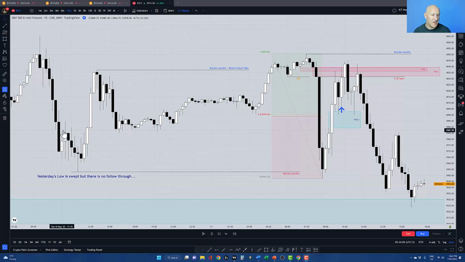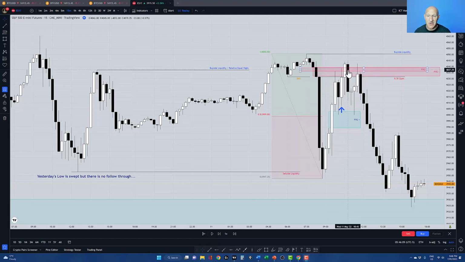His view was that if the market was going to continue lower, there should have been follow through once this low was breached. And because there wasn't, you can see the market reacted quite strongly after it took out the sell side liquidity residing below Tuesday's low here. It reversed quite strongly. You can see on the 15-minute chart here, we created this bullish fair value gap, and then the market continued to trade higher.